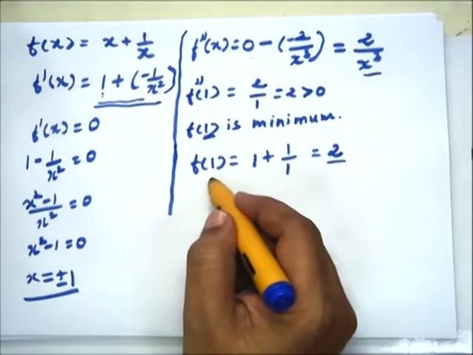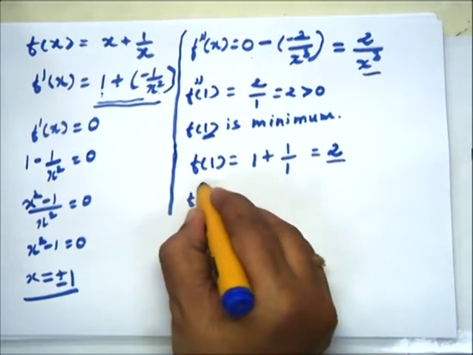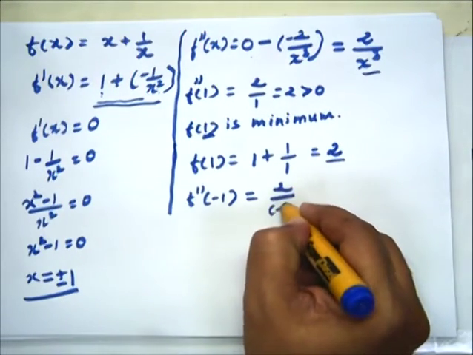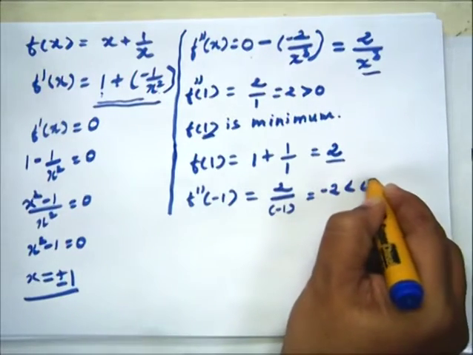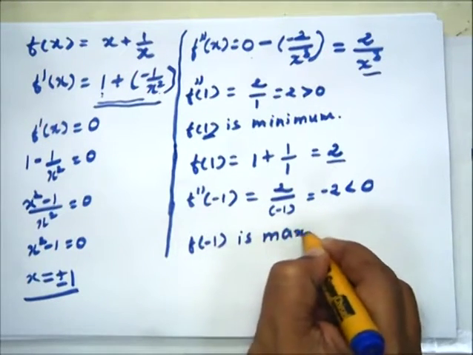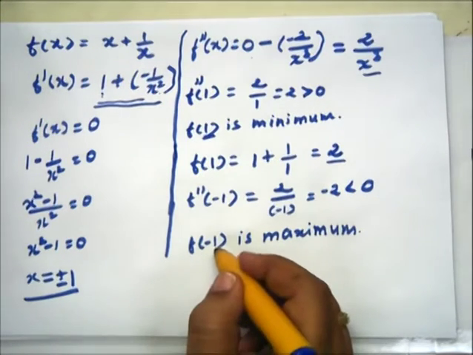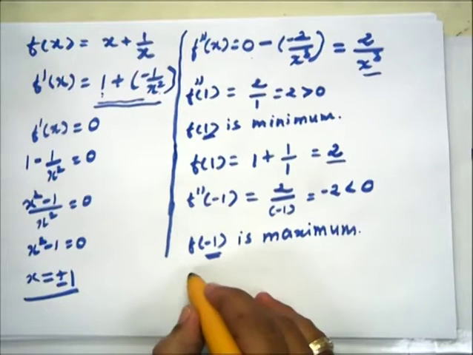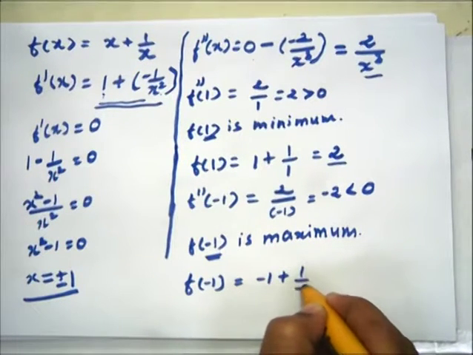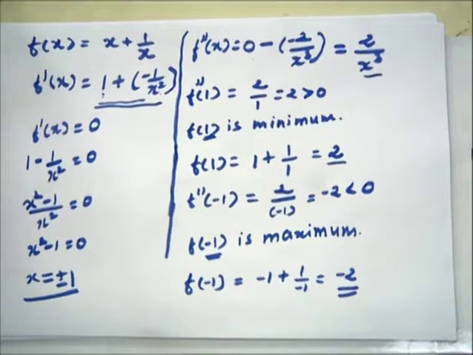And if we put x is equal to 1 here, we have 1 plus 1 upon 1 is 2. Now let us find f double dash of minus 1. So it is equal to 2 upon minus 1 cube, which is minus 1, so it is minus 2, less than 0. So f of minus 1 is maximum. So here at x is equal to minus 1, the function is maximum. If we put the value here, f of minus 1 is minus 1 plus 1 upon minus 1, so it is minus 2. So this value is the maximum value for this.